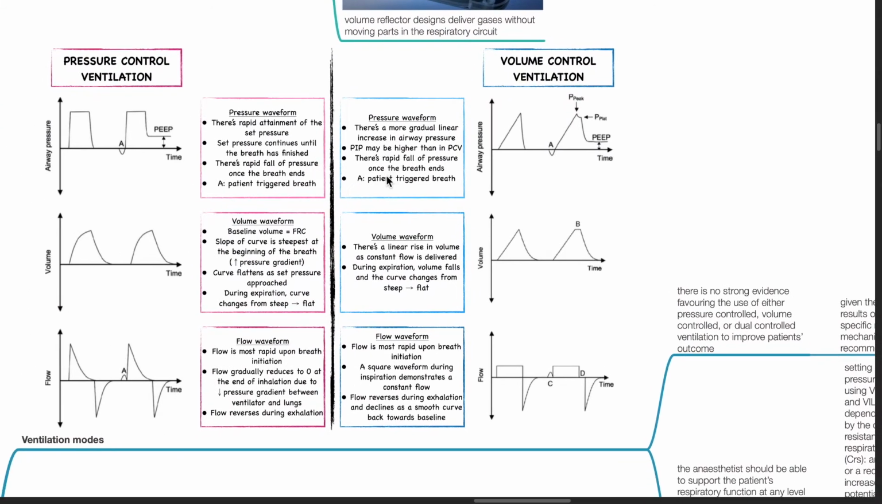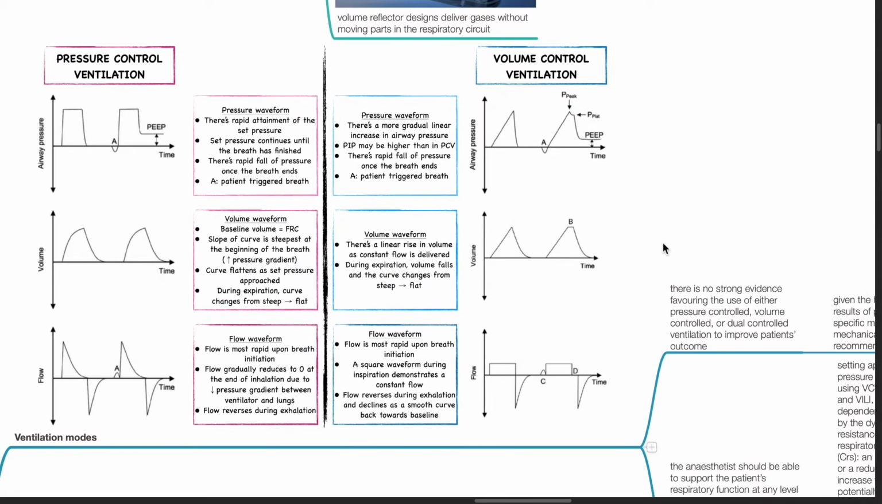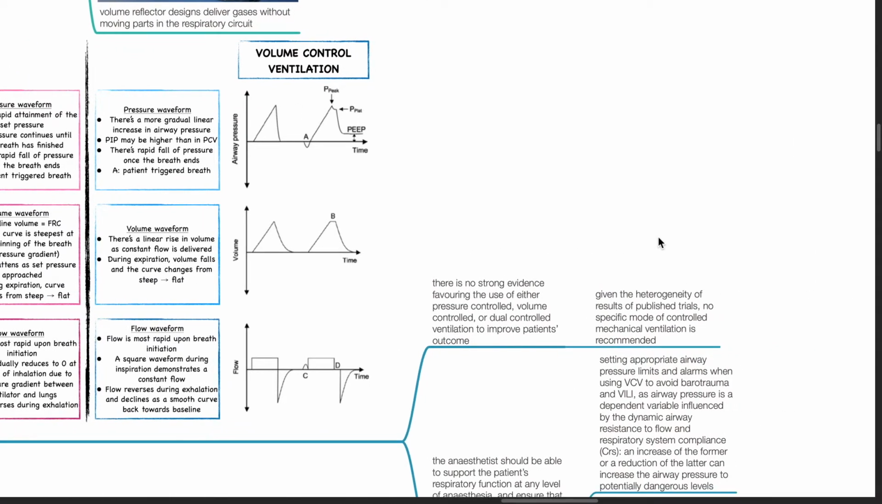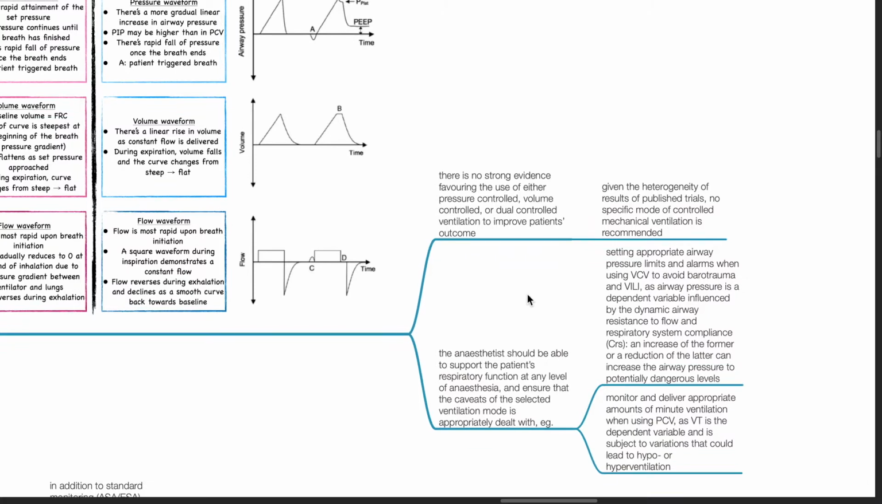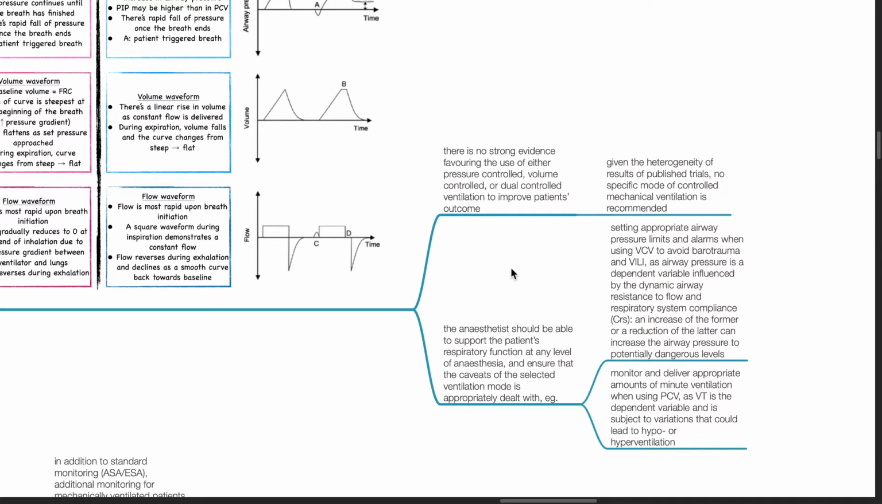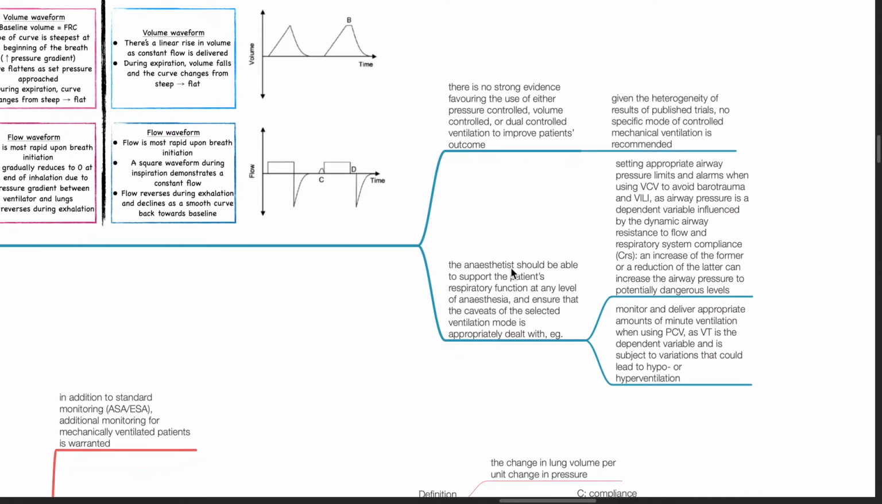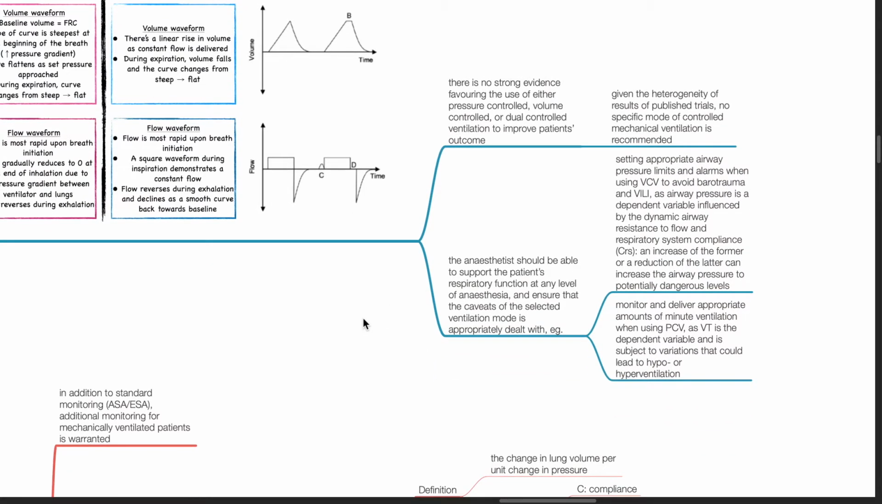Ventilation modes. There is no strong evidence favoring the use of either pressure-controlled or volume-controlled or dual-controlled ventilation to improve patients' outcomes. Given the heterogeneity of results of published trials, no specific mode of controlled mechanical ventilation is recommended. The anesthetist should be able to support the patient's respiratory function at any level of anesthesia and ensure that the caveats of the selected ventilation mode are appropriately dealt with.